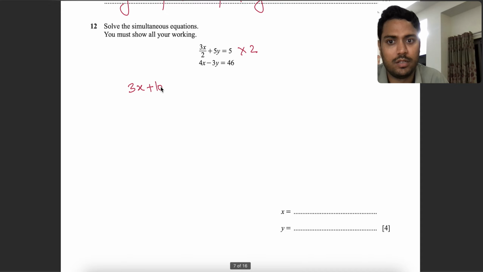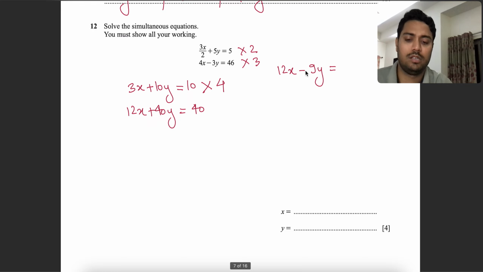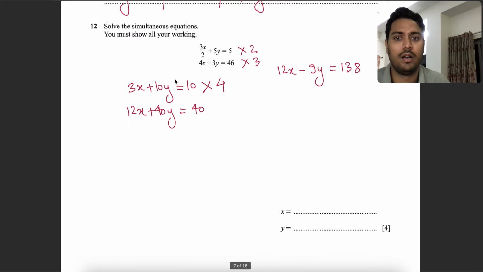3x plus 10y equals 10. And the second equation is this. So multiply the first equation by 4. So you'll get 4 3s are 12x plus 40y equals 40, and multiply the second equation by 3. So you will get 4 3s are 12x minus 3 3s are 9y equals 46 times 3. 46 multiplied by 3, 138. Our first equation is 12x plus 40y equals 40.